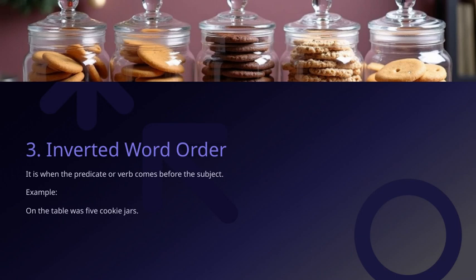scene first. This kind of structure can add a poetic or dramatic effect, and it's often used for emphasis or stylistic reasons. Remember, the key point is that inverted word order places the verb or predicate before the subject, which can change the tone and focus of a sentence. This technique ties into our overall theme of understanding different sentence structures to improve clarity and style in our writing.